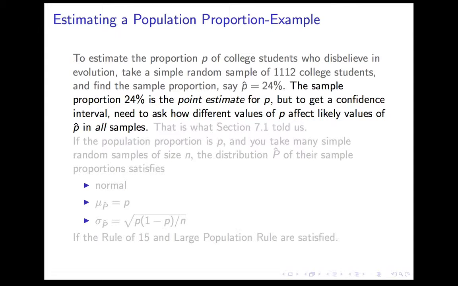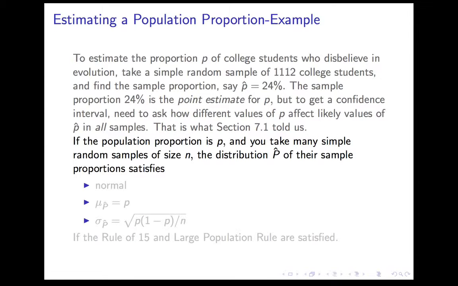But to get a confidence interval, we need to ask how different values of p affect likely values of p hat in all samples. That is what lecture 15, which was section 7.1, told us. It told us that if the population proportion is p, and you take many simple random samples of size n, then the distribution of their sample proportion p hat satisfies three things. Under favorable circumstances, it will be normal, its mean will be p, and its standard error will be this formula, square root of p, 1 minus p over n.